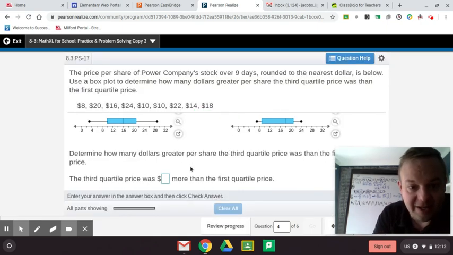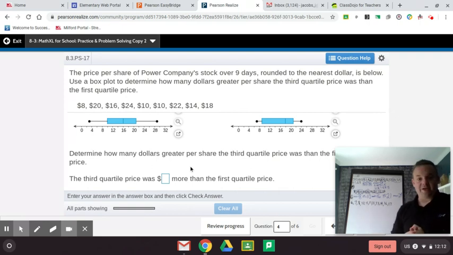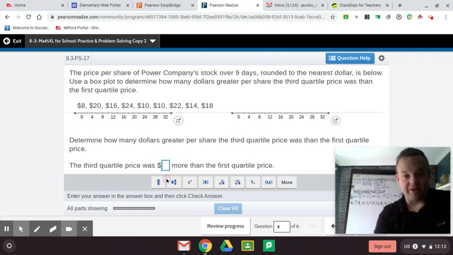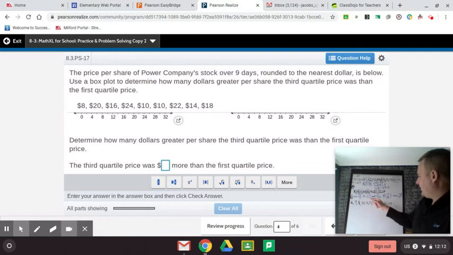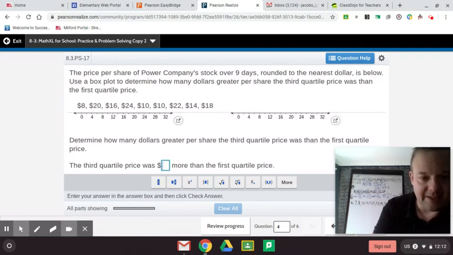finding the interquartile range. The third quartile price was blank more than the first quartile price. They are prepping you and preparing you for the interquartile range now. Third quartile 21 minus the first quartile 10. So that is 11.